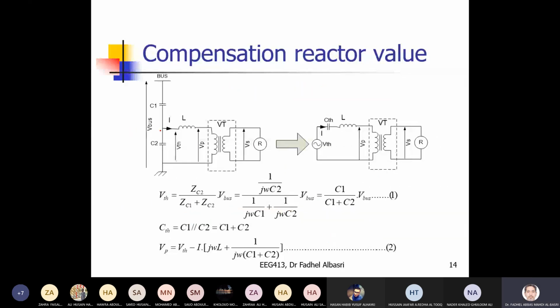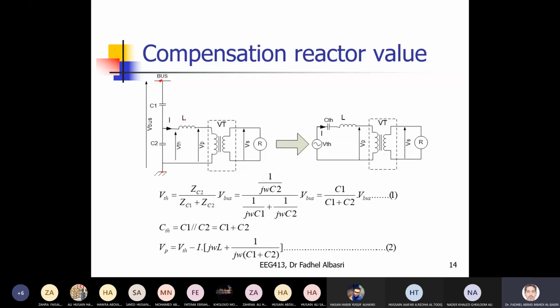Okay, so this is the equivalent circuit. This is the voltage from the bus to the ground point. This is per phase, V bus. C1, C2 act as voltage divider capacitors. And the voltage here is called V Thevenin.